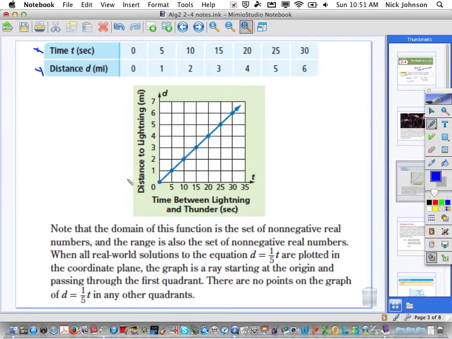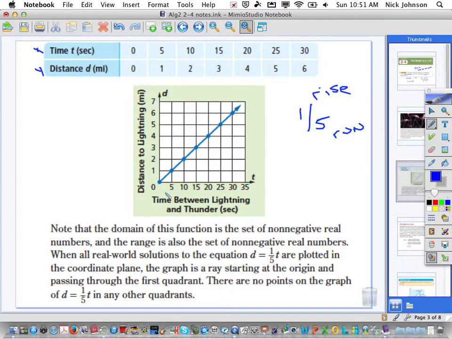And as you can see, here's my 0, 0 point, as we said it has to go through. And then they went up 1, to the right 5. Up 1, to the right 5. That is my slope. Rise over run was 1/5. So rise 1, run 5. Note that the domain of this function is the set of non-negative real numbers. And the range is also the set of non-negative real numbers.